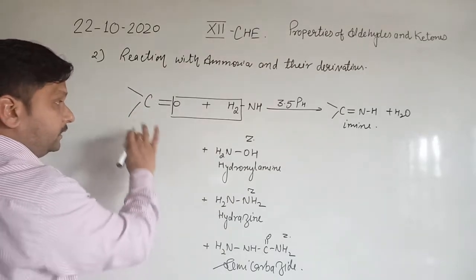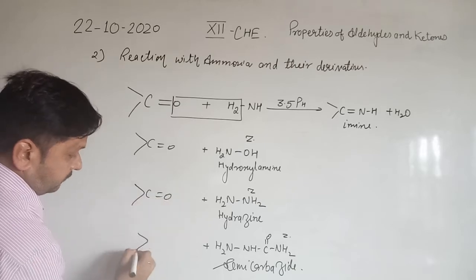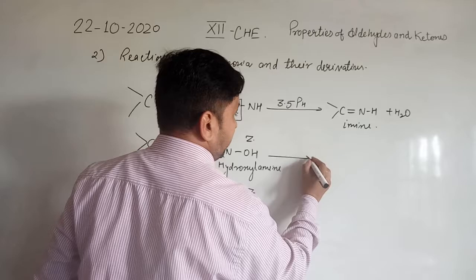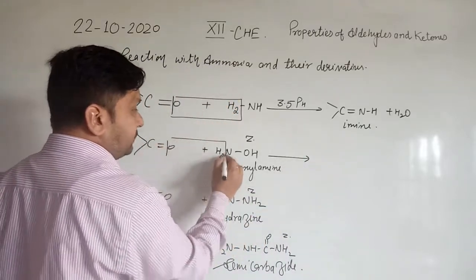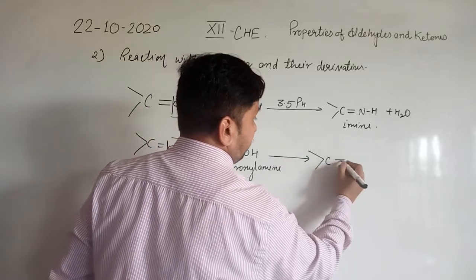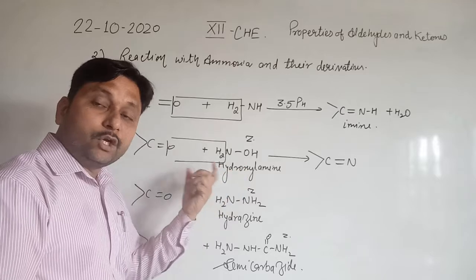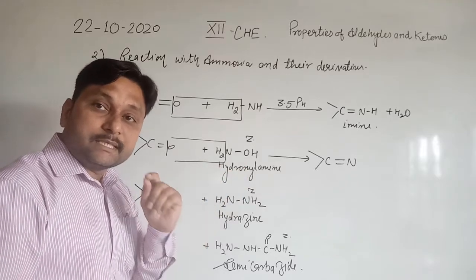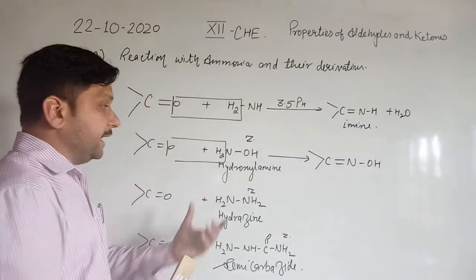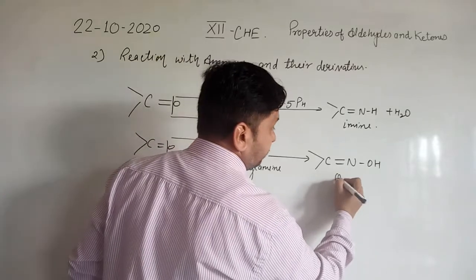Okay, so when any aldehyde or ketone reacts with hydroxylamine, the removal of water takes place, H2 and oxygen, and it again shows C double bond N. This is the common feature that will form in all of them: C double bond N. So this hydroxylamine converts into oxime. This compound is known as oxime.